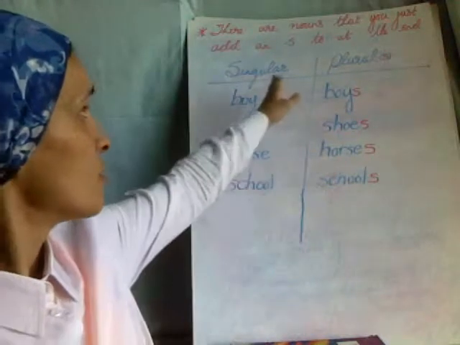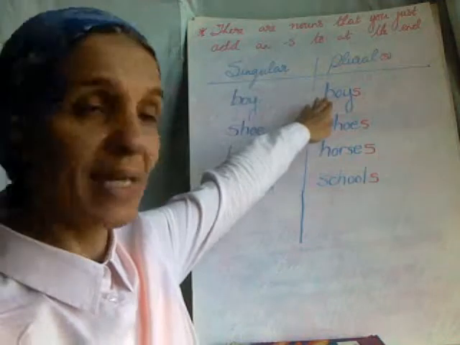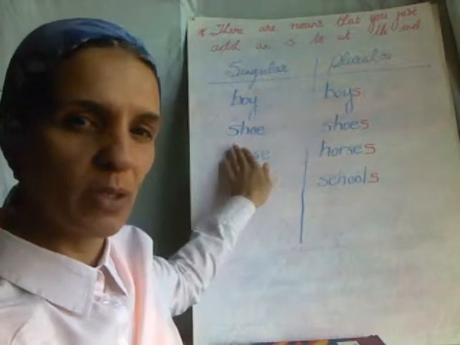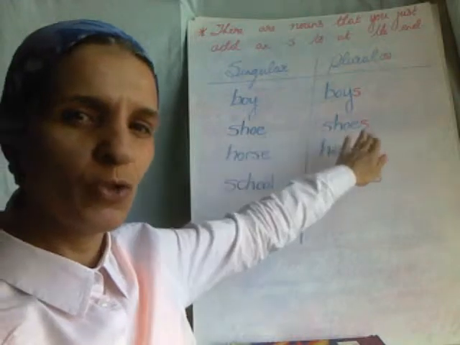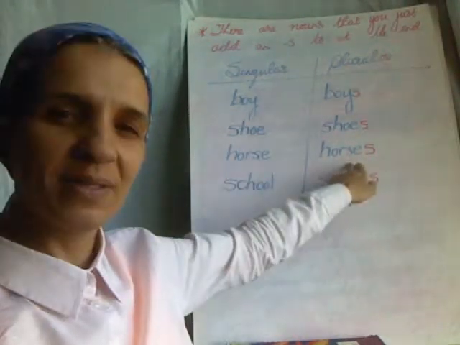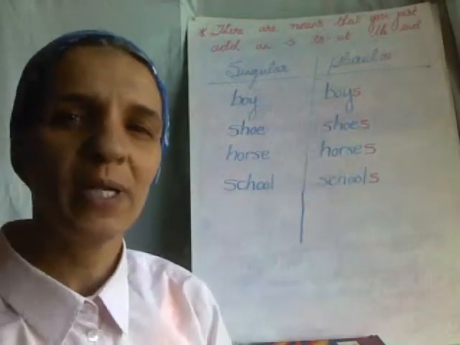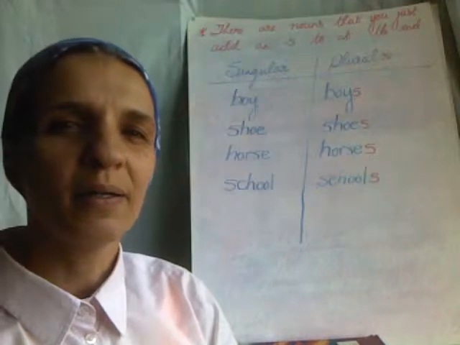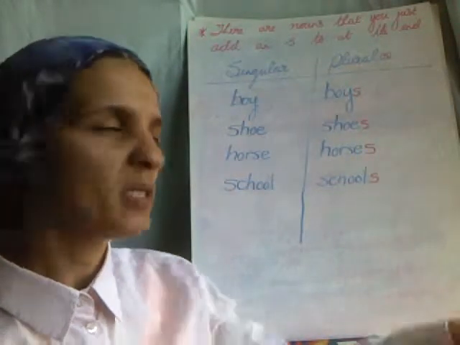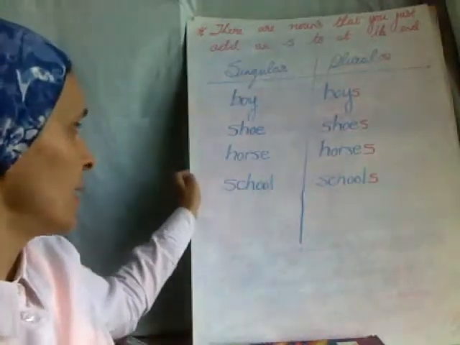Okay, so I have here some singular nouns. Boy, I just add them to make it more than one boy. I just add the letter s, it becomes boys. Shoe, shoes, I just add an s. Horse, horses. School, schools. So one way to change a singular noun into a plural noun is by just adding the letter s. That's one rule.